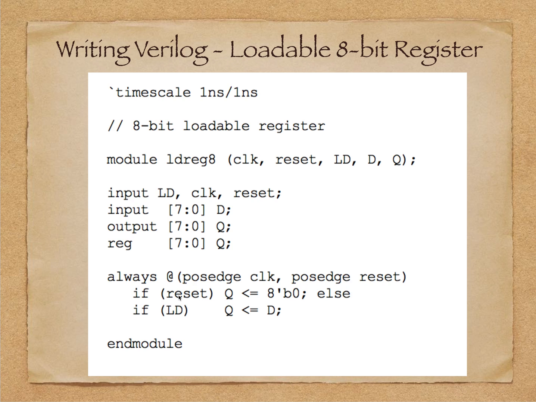If reset is active, we always load zeros. Now, else if load is active, D gets loaded to Q. What is implied here is that when load is inactive, the value of Q remains the same. Some people like to add else Q gets Q. That's perfectly acceptable, although it is not necessary.